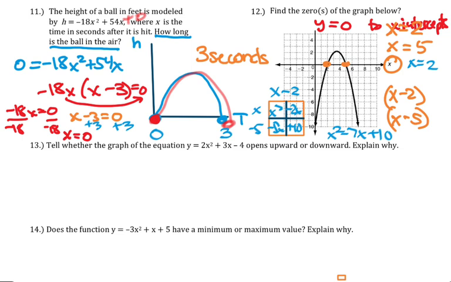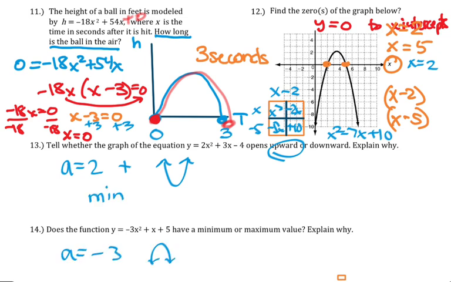Alrighty. On number 13, I can see that if the A value is positive, then it makes a happy face. Since the A value is 2, we know that it moves upward, right? And since the A is positive, it has a minimum. On number 14, the A value is negative 3, which means it has a maximum.